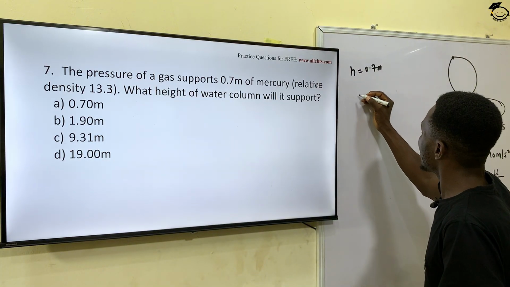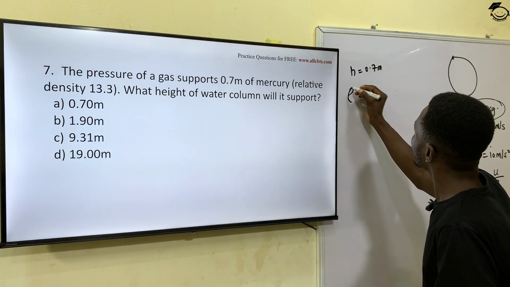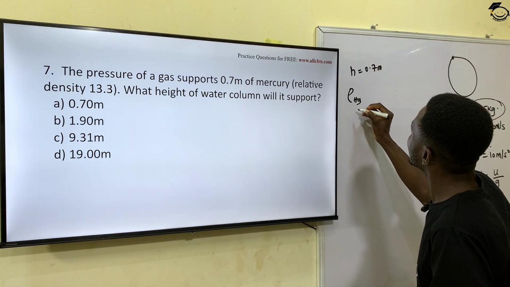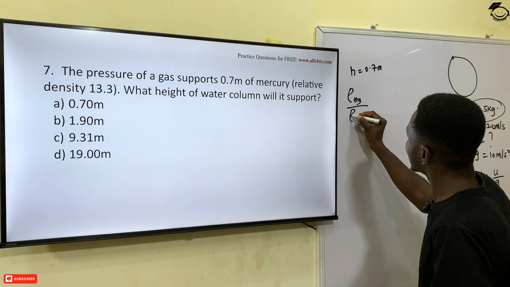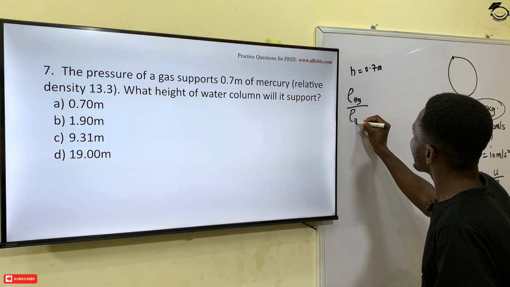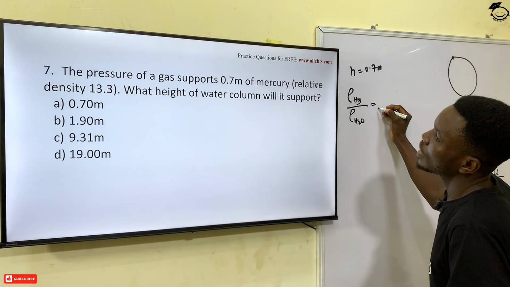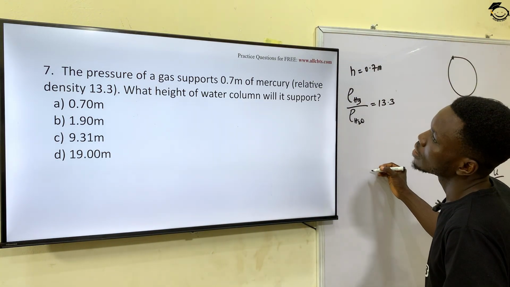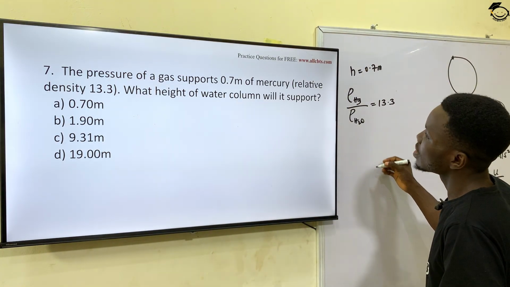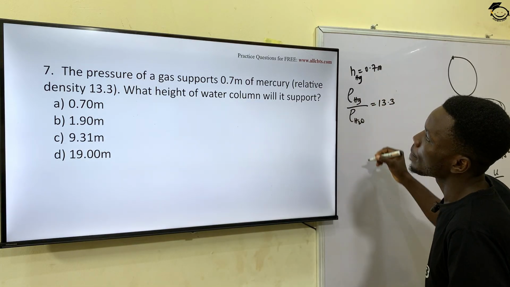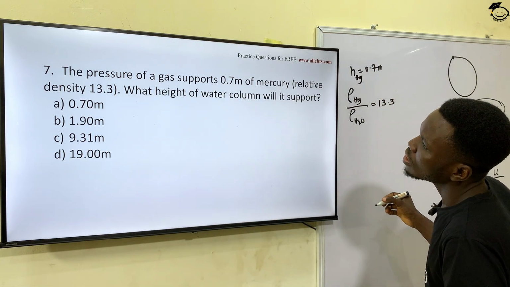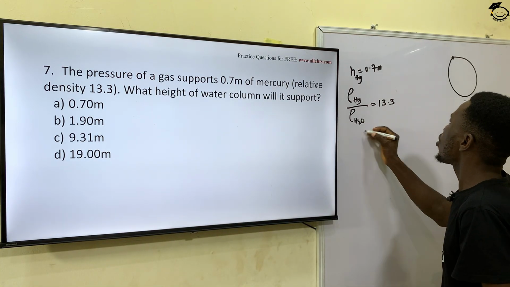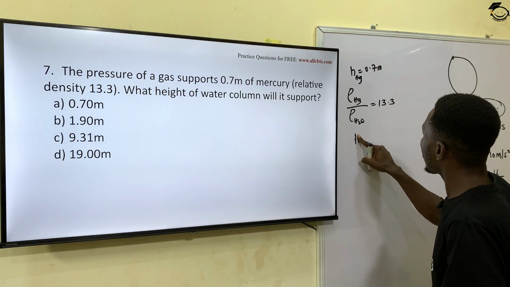The relative density here is the density of mercury over the density of water. They said the relative density is 13.3. And then they said, what is the height of water column? What height of the water column will support it? So here we are trying to find the height of the water column.